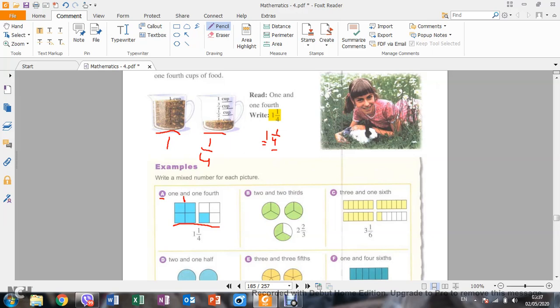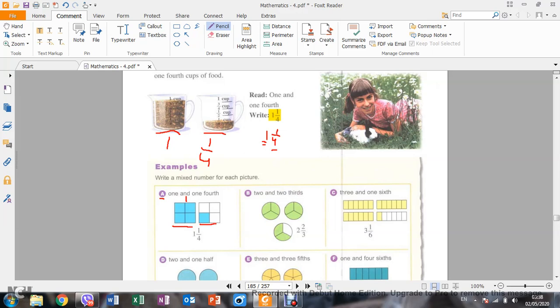So for the next square, look at this one. Wait a minute, this is the first one. All the cells shaded means this is 1, okay? So the second one, look at this one. We have this fraction. How do we know this fraction? Because it is divided into 4 equal parts, okay? And only one of them is colored.